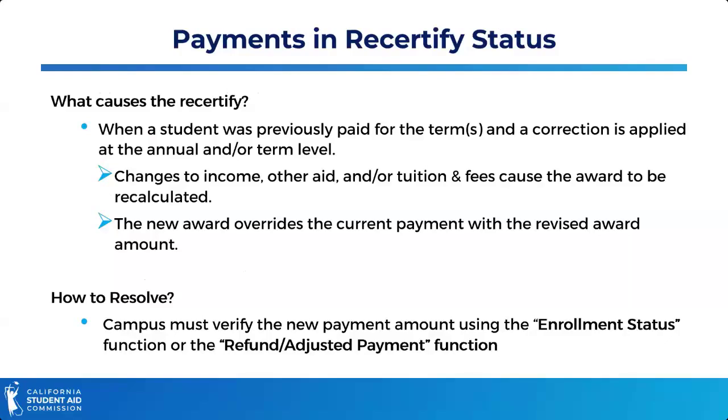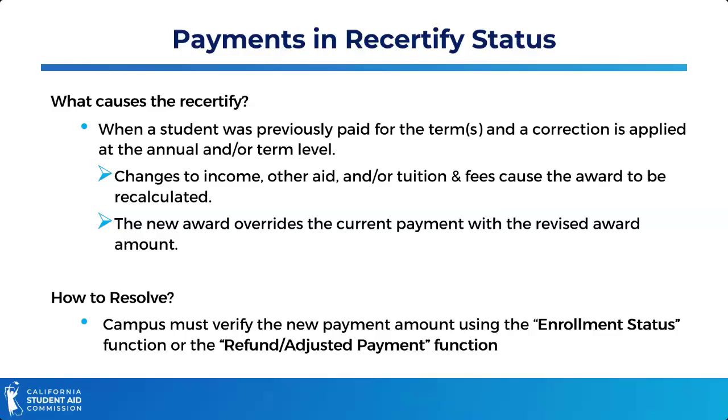So payments that are in recertified status occur when a student was previously paid for the term or terms and a correction is applied at the annual or term level. Some of these changes may be things like income, other aid, tuition and fees, and this will cause the award to be recalculated. The new award overrides the current payment with the revised award amount.